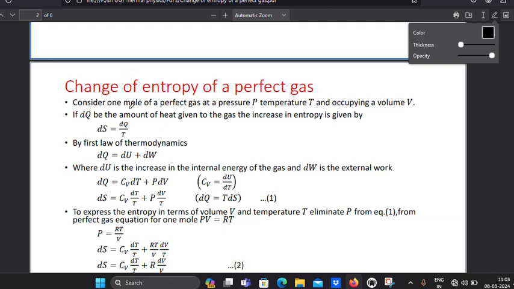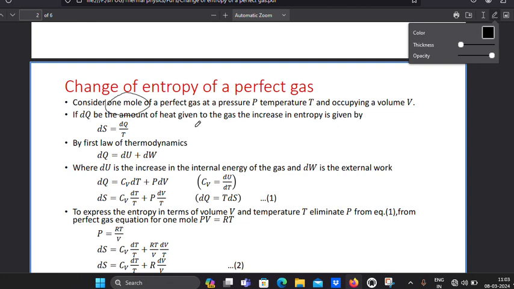Consider 1 mole of perfect gas at a pressure P, temperature T, and occupying volume V. Here we have to consider only 1 mole of perfect gas. What is a perfect gas? A perfect gas is also called an ideal gas.